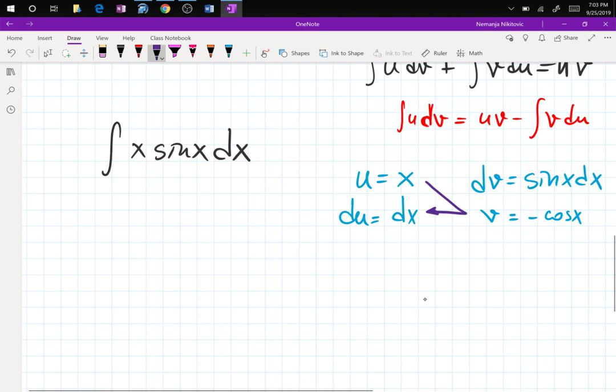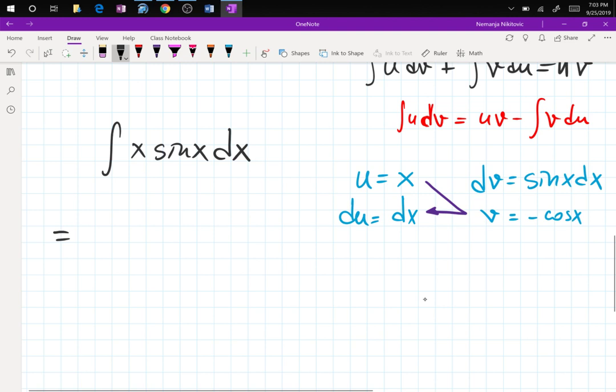Look at the formula. The formula that you need to compile, you need to plug this U is x, so that goes there. Your V is negative cosine, that goes there, minus the integral, V is cosine, and then whatever du is, in this case dx, goes there. So U times V minus V du. The arrow helps you with the formula.